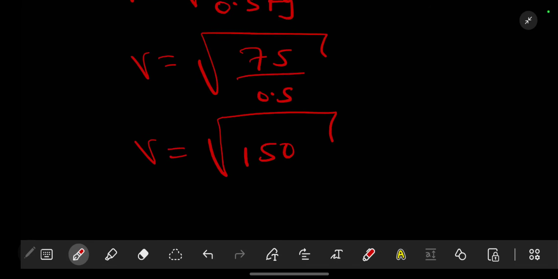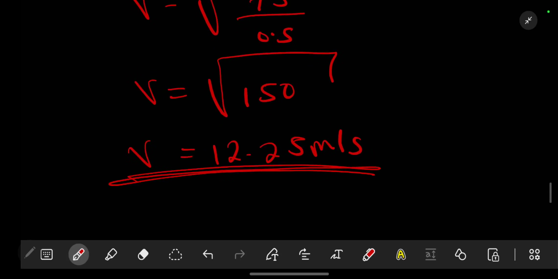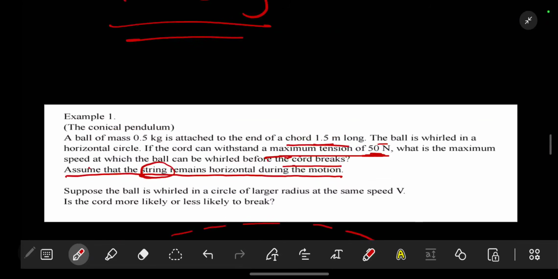And the square root of 150 gives us a value of 12.25. So this will be our meters per second. So we have found the speed like that. Then, considering the second part, it says, suppose the ball is whirled in a circle of a larger radius at the same speed v. Is the cord more likely or less likely to break?